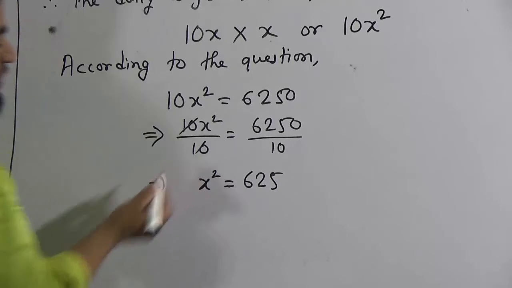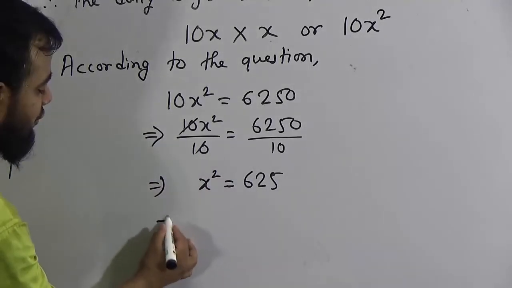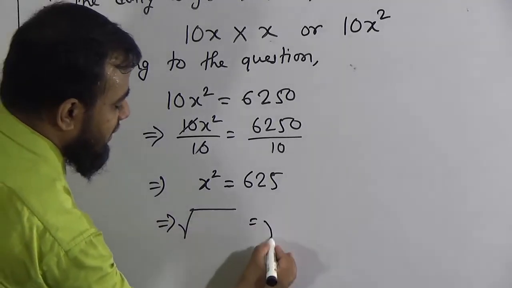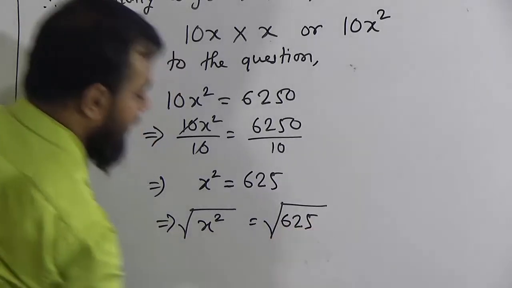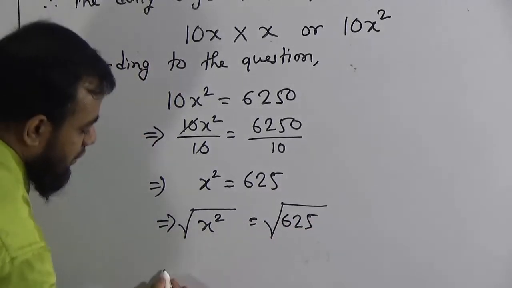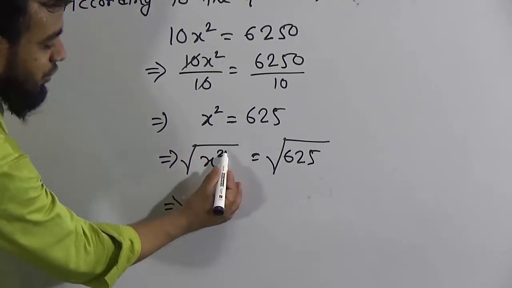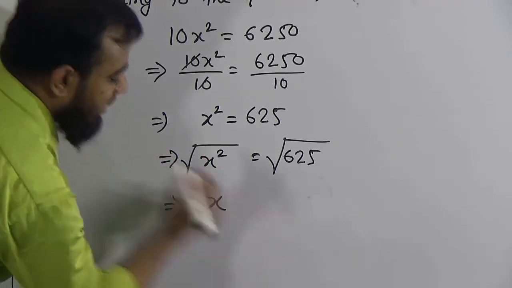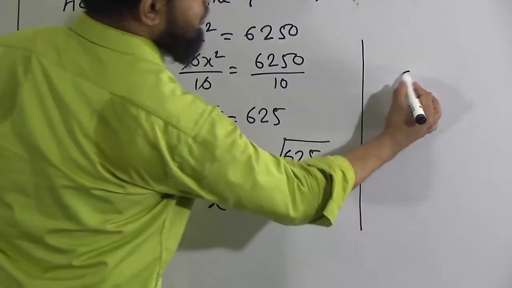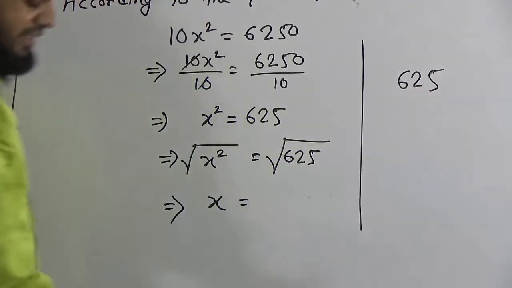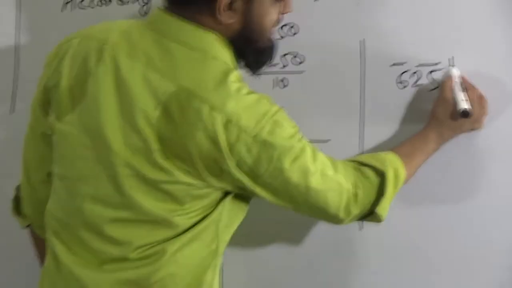Now we need to find out the value of x only. So to find the value of x, we will take the square root on both sides. On the left side, x squared, and on the right, 625. The square sign and the square root sign will be omitted, so x will remain on the left side. And what will the right side get? We need to find the square root of 625. So we will use the division method. It is easier for me.